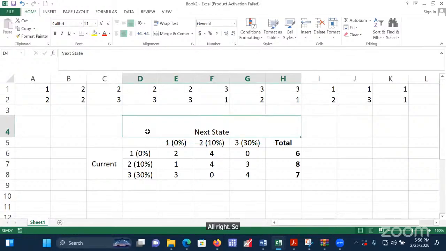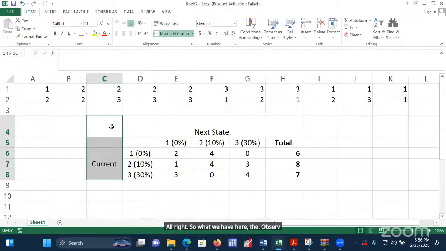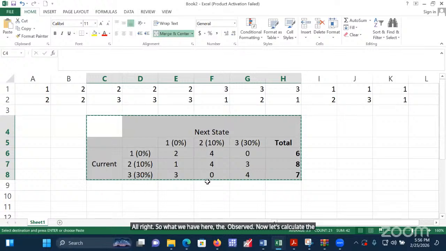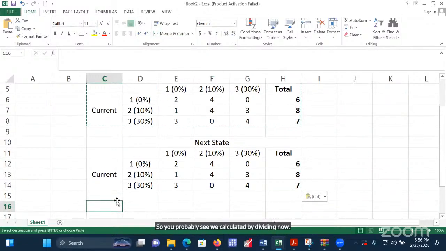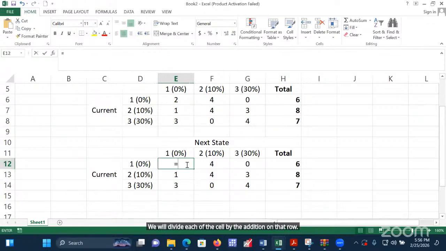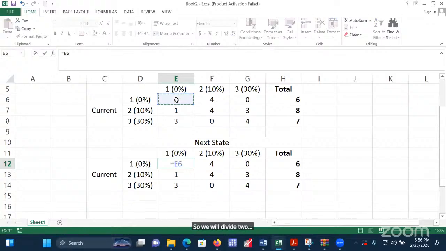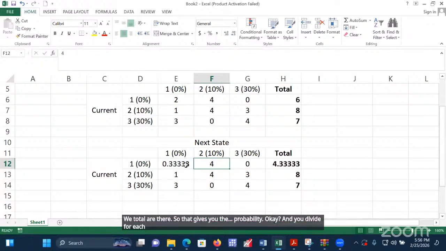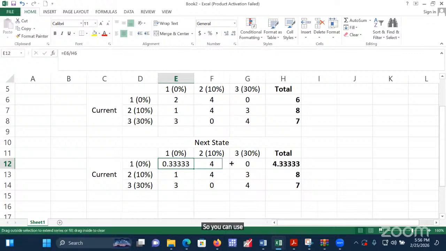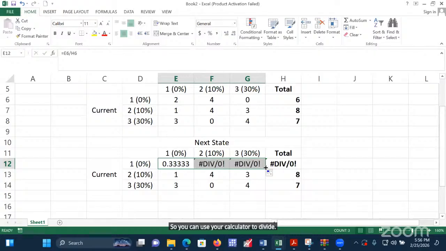All right. So what we have here are the observed frequencies. Now let's calculate the probability. The probability will be calculated by dividing each of the cells by the total of that row. So we will divide 2 by 6, the total there. That gives you the probability. You do this for each of the cells, so you can use your calculator to divide.